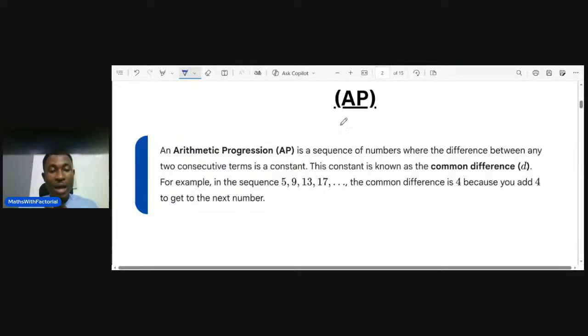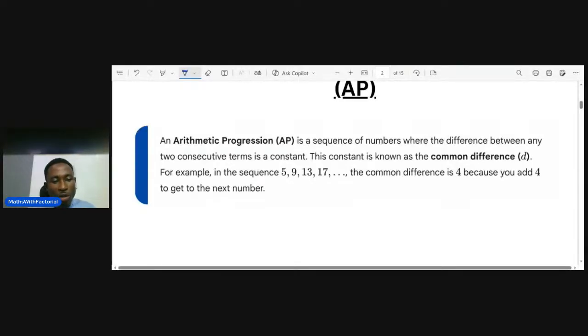So arithmetic progression is simple. Like I said, the difference between two consecutive terms is always the same. In this case, the difference between 5 and 9, 9 and 13, 13 and 17 is the same, which is 4. And that's what we call the common difference.